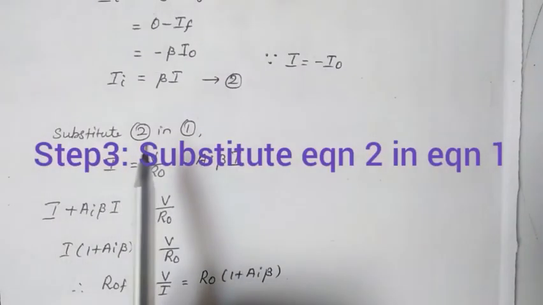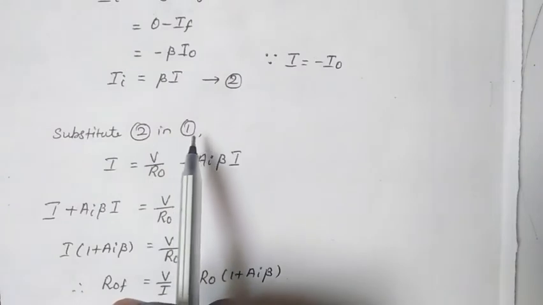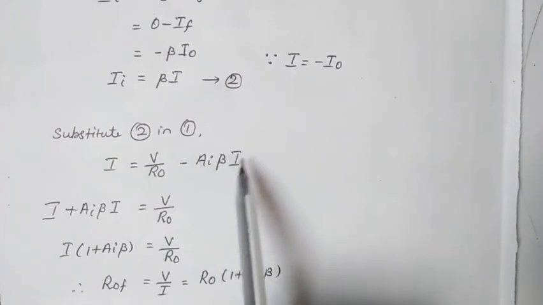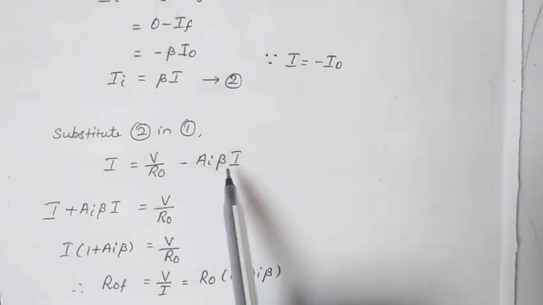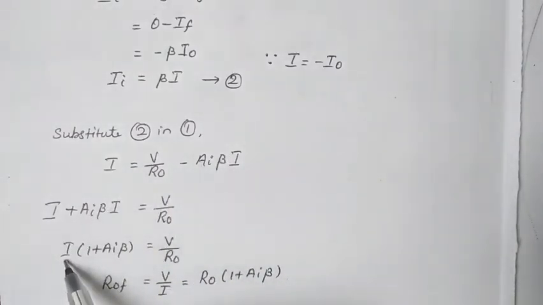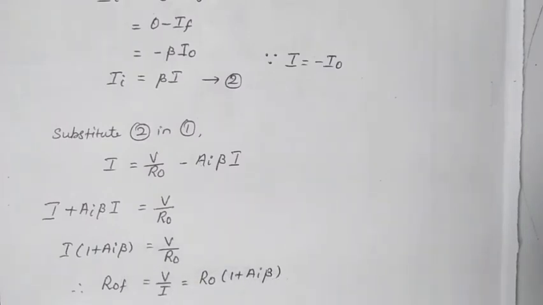In the next step we substitute equation number 2 in equation number 1, so that we get I is equal to V by R0 minus AI beta I. So in terms of Ii we are substituting beta I. After moving this term to the left side, we have a common term I. Taking the common term outside, we get I into 1 plus AI beta is equal to V by R0. So what is the output resistance? The output resistance is nothing but the test voltage by test current. Rearranging this equation, we get R0 into 1 plus AI beta. From this I can conclude that the output resistance with feedback in a current shunt feedback amplifier increases by the factor of 1 plus AI beta.